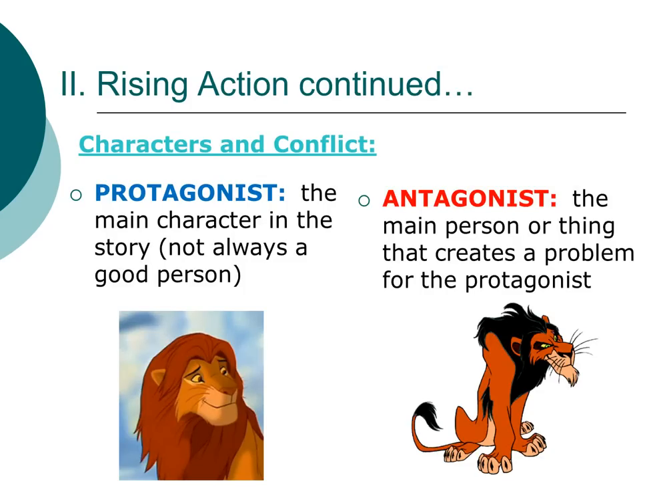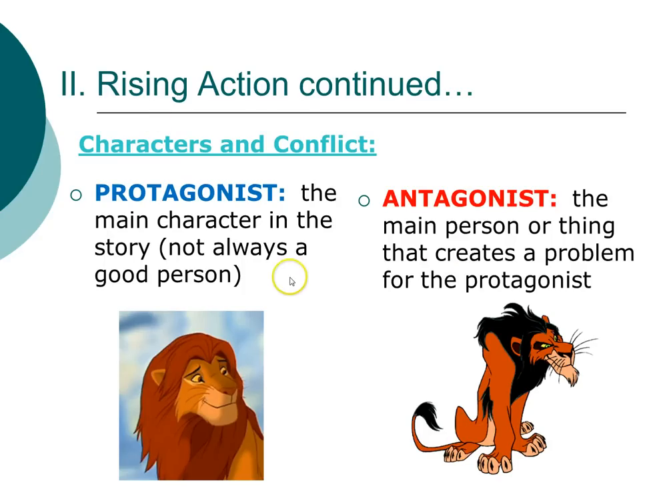In the rising action, though, there will be a main conflict, and the main conflict will deal directly with the protagonist and the antagonist. So the main character in this story is the protagonist. Now, it's possible to have more than one protagonist, especially if you're reading a novel. But in short stories, it's usually typical to only have one. So, for example, Rainsford is not a perfect person, but he is our protagonist. He is our main character.